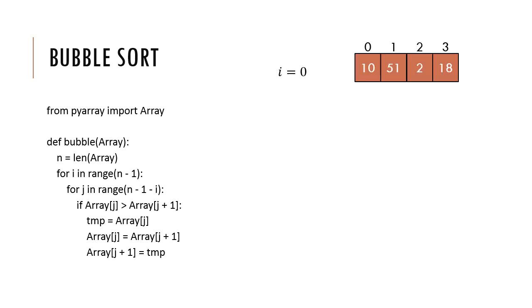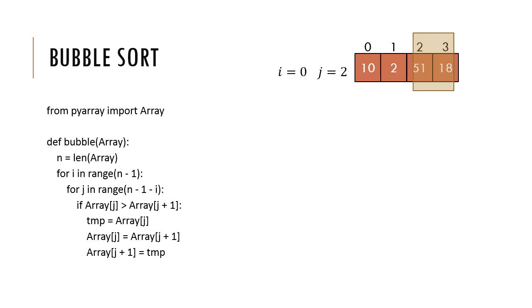This is my array. When I start, i is 0. Then I move into the inner for and j is 0. Now the body of the two fors compares 10 and 51. Since 10 is less than 51, nothing needs to be done. They do not need to be swapped. Next, j goes to 1. Now we compare 51 and 2. 51 is greater than 2, so the two elements need to be swapped.